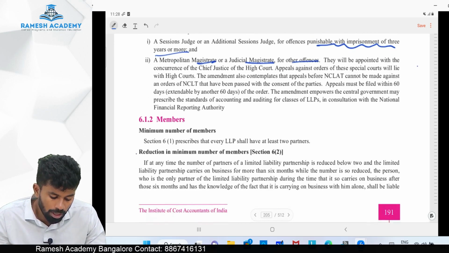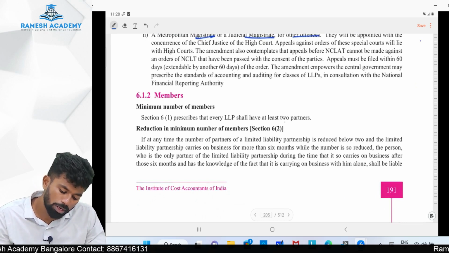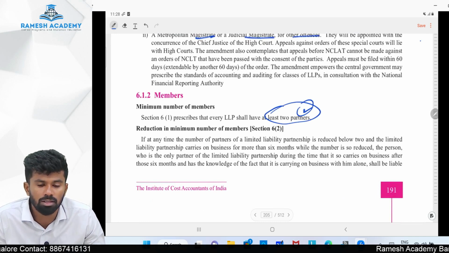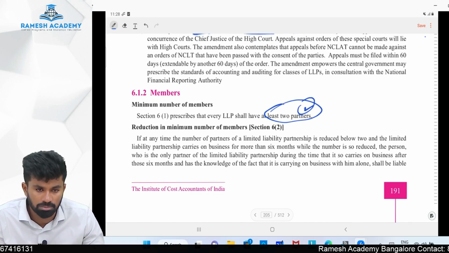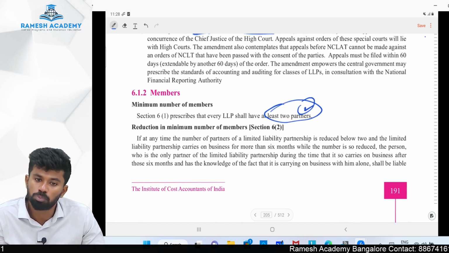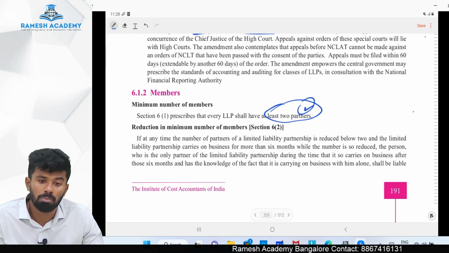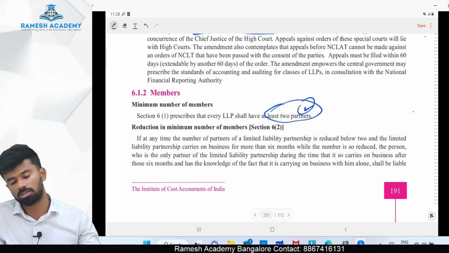Members are nothing but the partners. Minimum number of partners, minimum how many? 2. Maximum how many? Unlimited. But at any time, if the number of partners is reduced below 2, then the remaining partner shall increase the number of partners to how many? The minimum requirement, that is 2. Within how many months? 6 months.